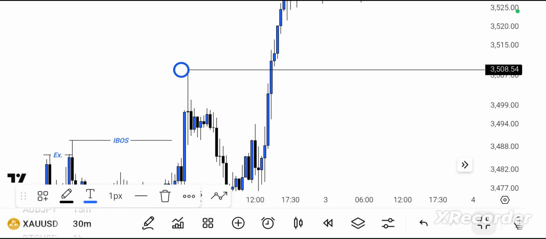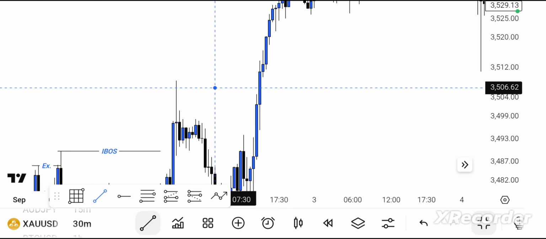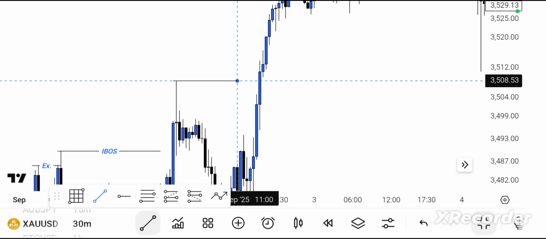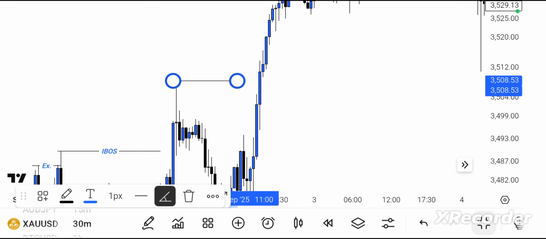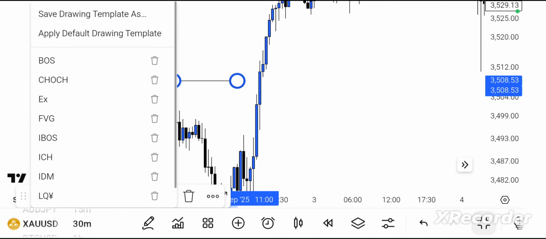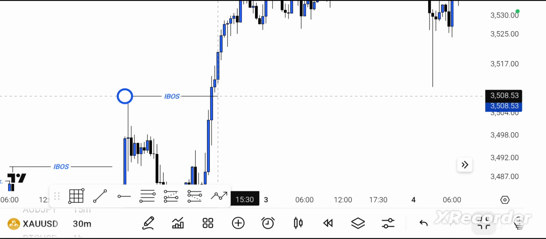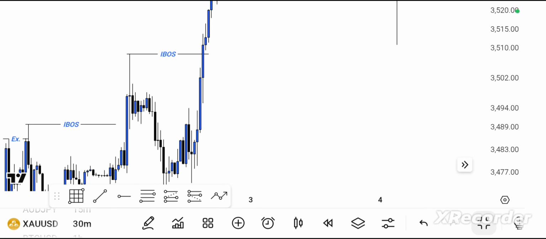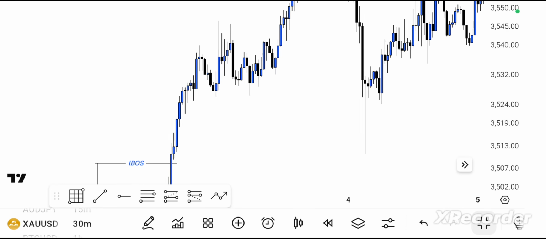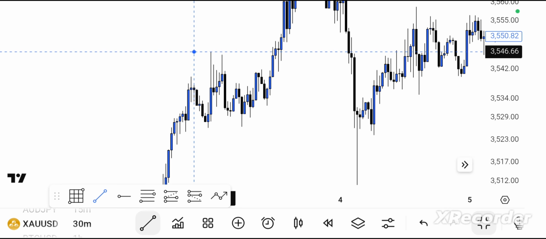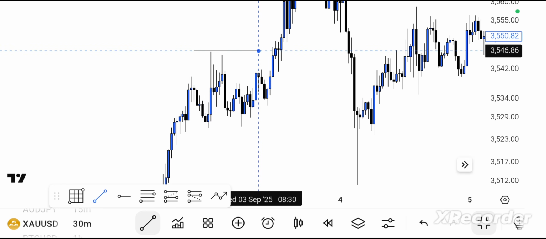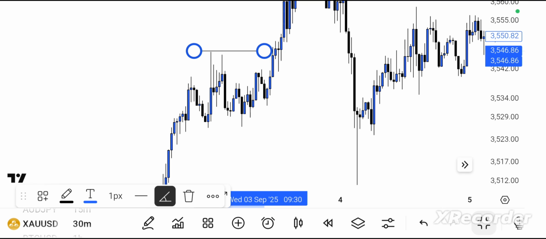So what we'll do is to move forward. Remember, I told you on the higher time frame, since I'm looking to the overall take profit from the daily, I'll just keep buying. So I have the next IBOS right here. Since there is no internal liquidity, I will be expecting an extension. So I have an extension here.